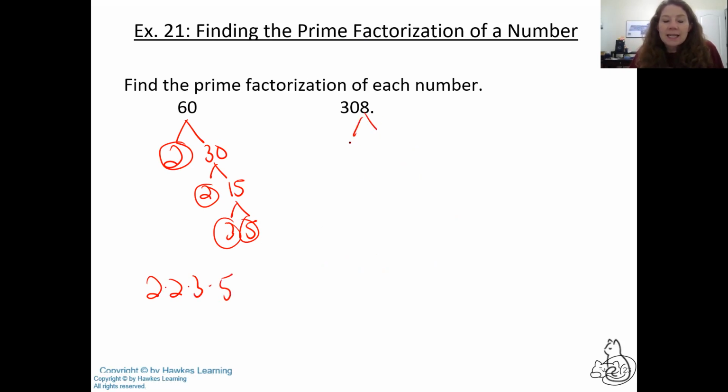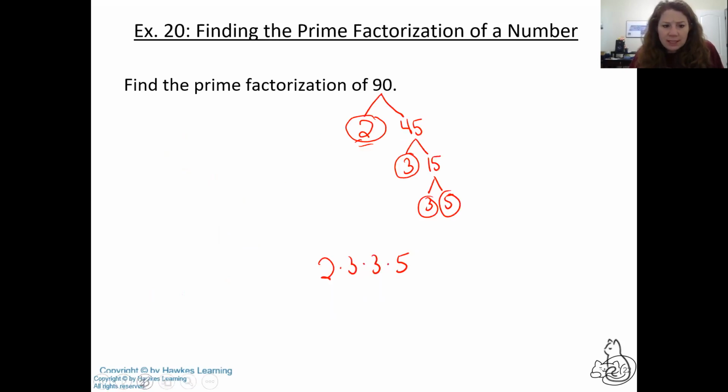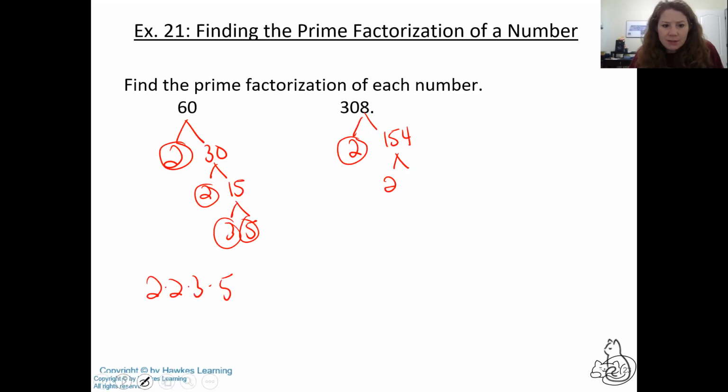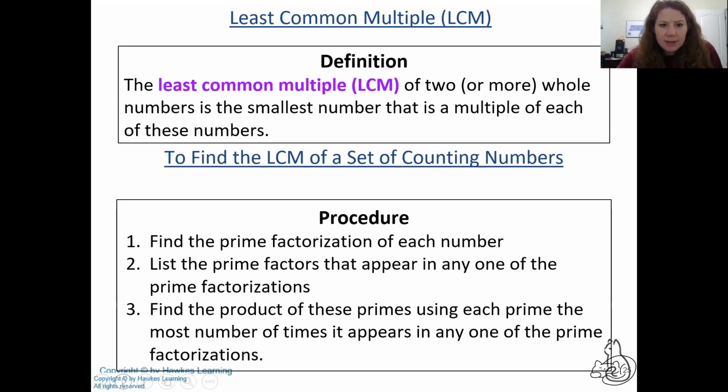And then 308, 8 is an even number, so I can halve 308 and I get 154. 154 is also even, so I'm going to divide that by 2. Oh, shoot. Oh, I hate when I do that. Did I mess it up totally? No. All right, so 154 divided by 2 is 77. I know 77 is 7 and 11. So that's 2 squared, whoops, 2 times 2 times 7 times 11. And that's it. I'm going to skip that for now.